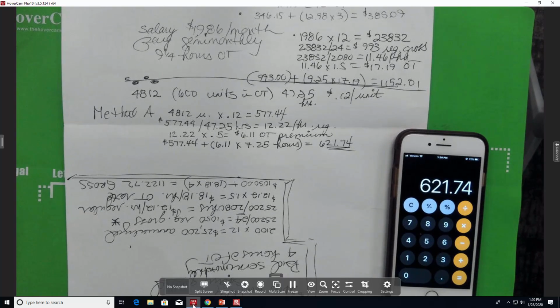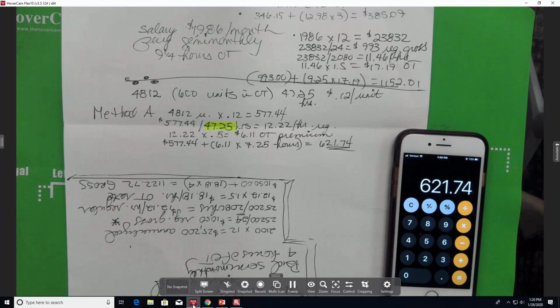So 621.74, right? That's your gross. That's her gross pay. The key here, and everybody will sit and smile and nod, I get it, Lisa, and then half of you will show up on the test and make one really critical error. And that's right here. You have to divide by all the hours that she worked to get her that gross. If you divide by 40, you are not going to get the right answer. It did not take her 40 hours. It took her 47.25. Okay?